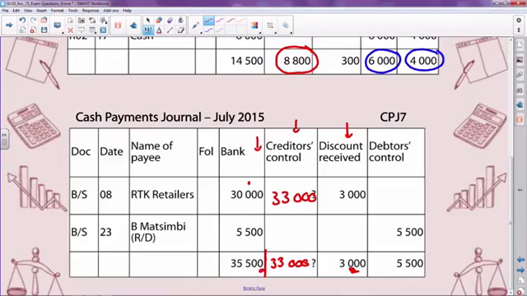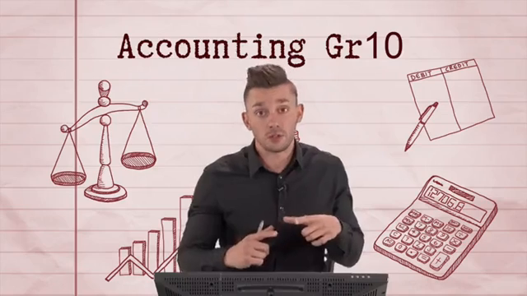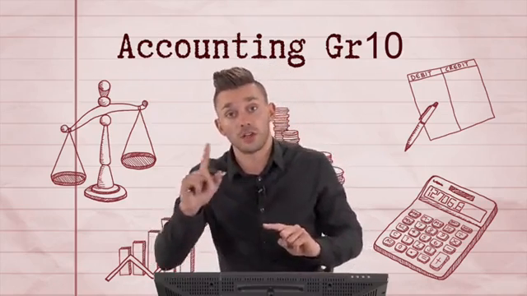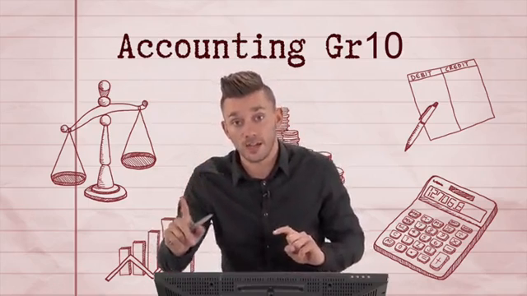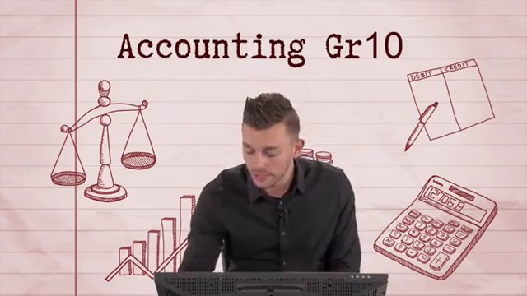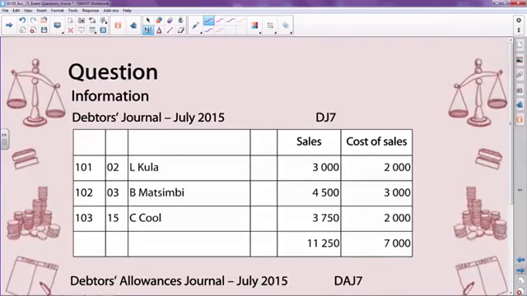Now guys, what do I do now? I now need to take my creditors control amount to my creditors control T account. So again, here's my heading. This is where I'm going. So let's go to creditors control.